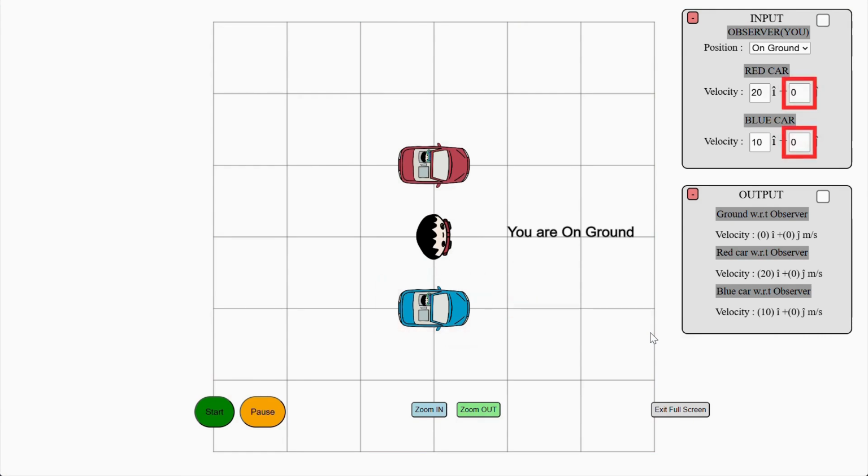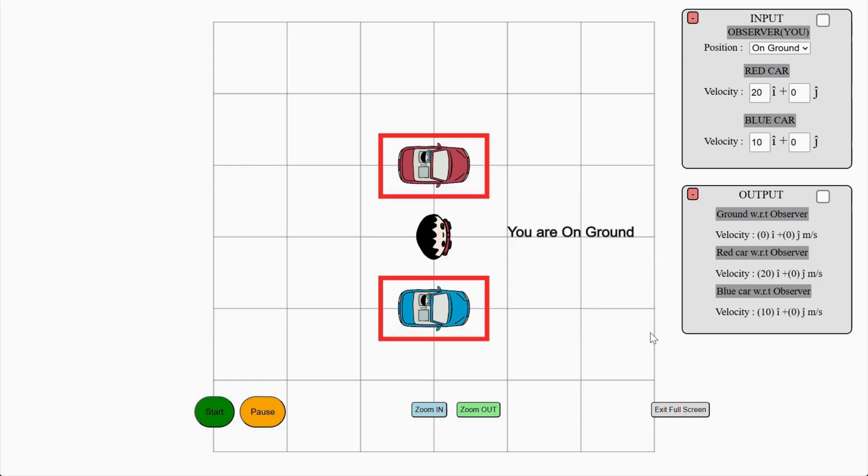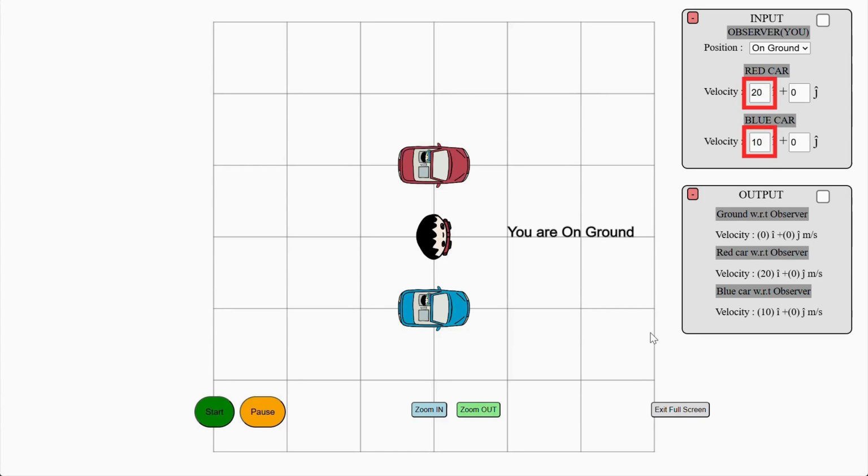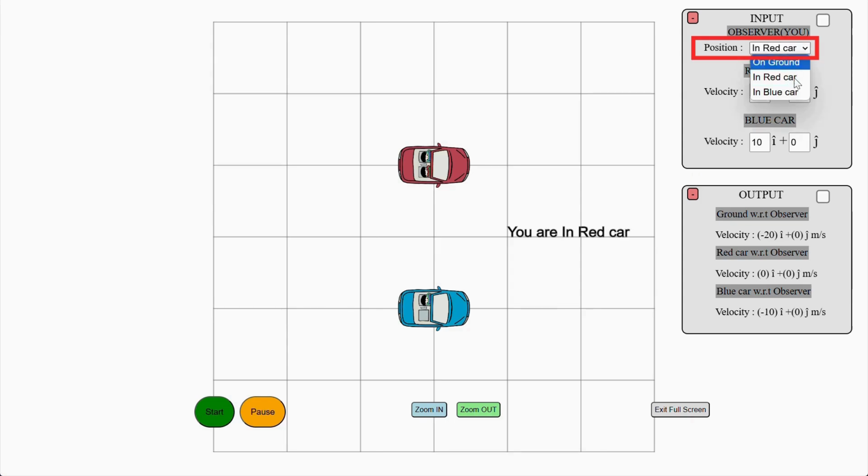Here, the motion is in one dimension, meaning no velocity in the y direction. In this case, both cars have velocities in the same direction. Now, provide different velocities to both cars. From here, you can change the position of the observer, meaning you are on the ground or in the red car or in the blue car. Remember, here you are the observer, which means you will observe exactly the same motion on the screen as the observer sees in real time.